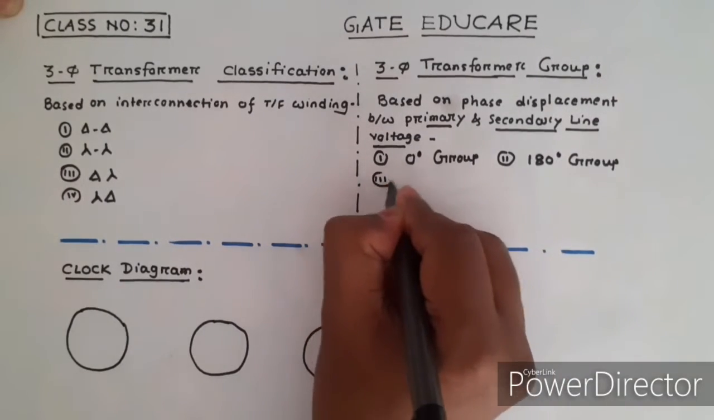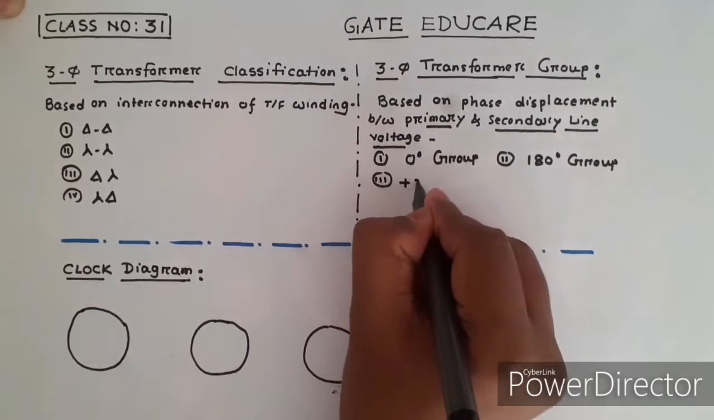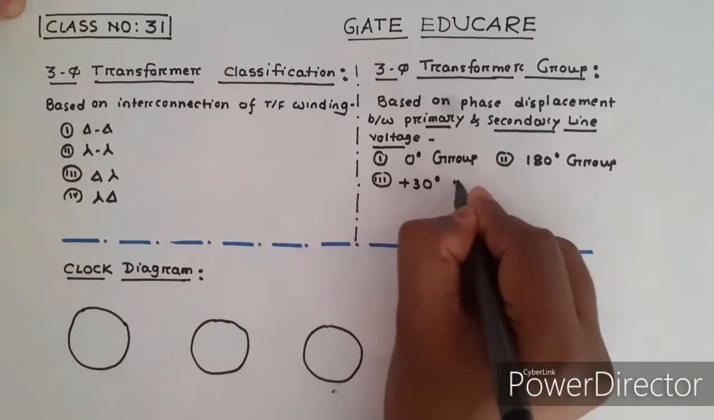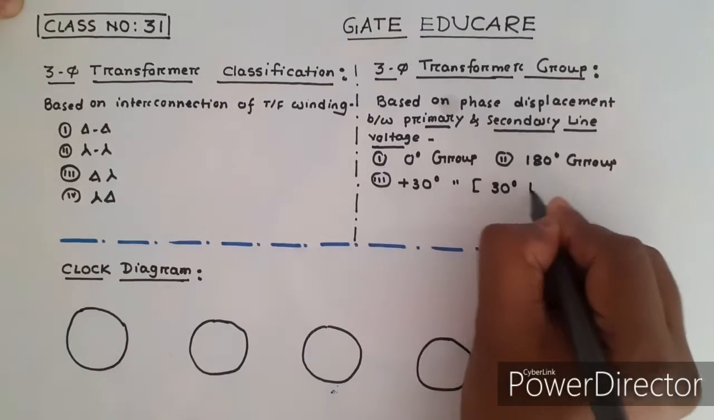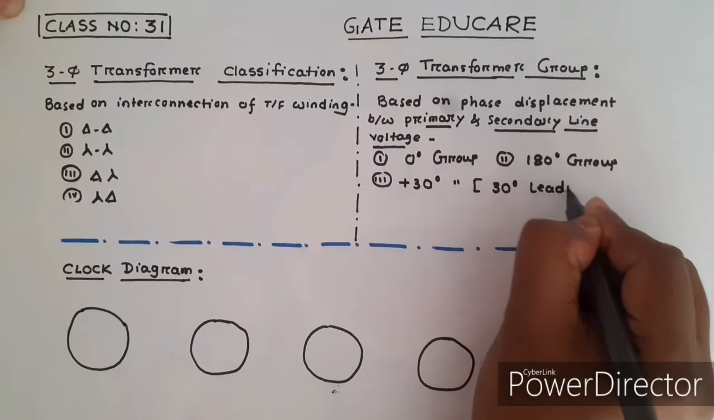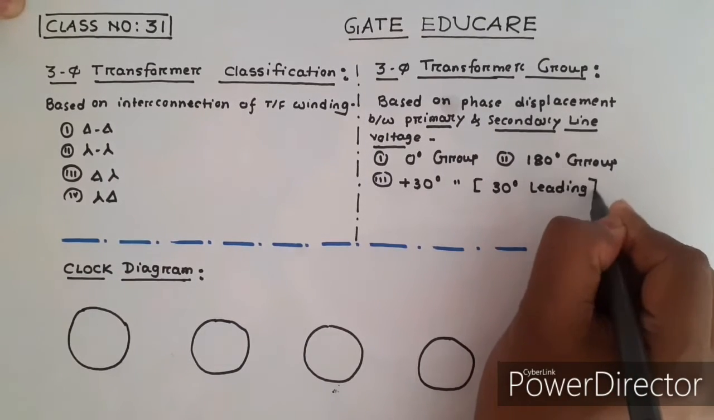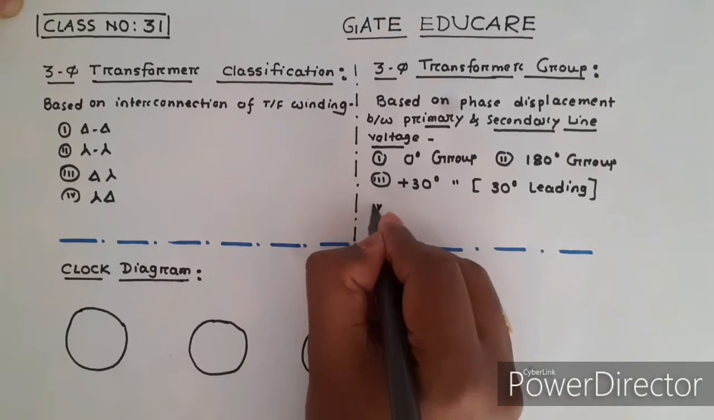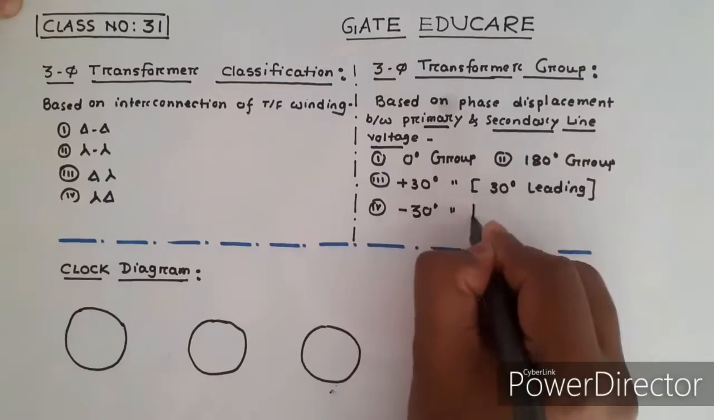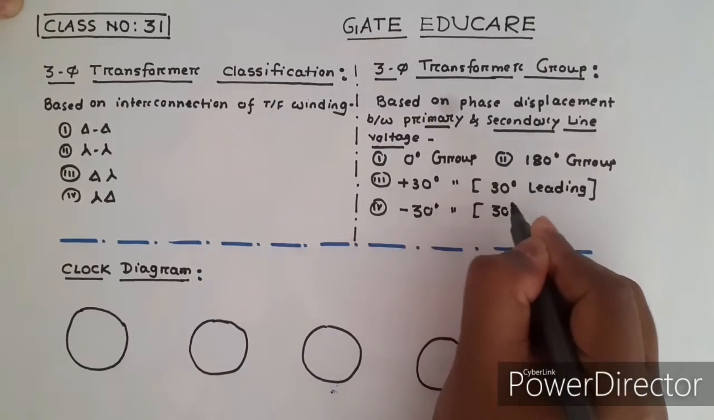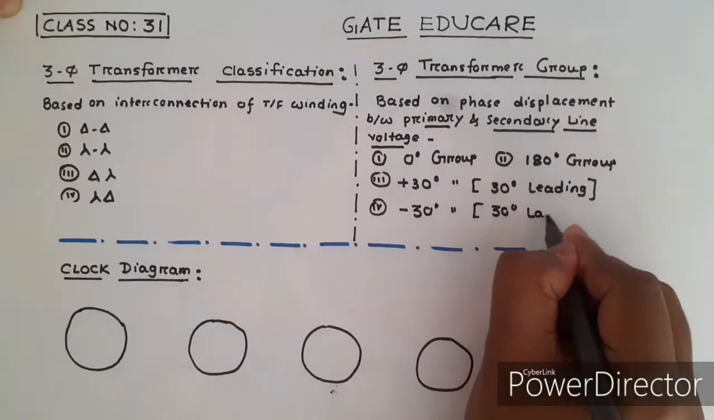Number 3, plus 30 degree group or 30 degree leading. Number 4, minus 30 degree group or 30 degree lagging.